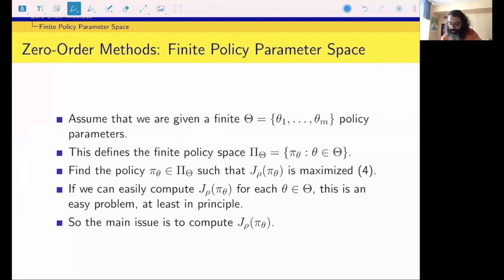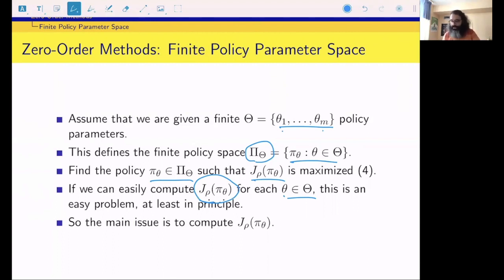So the assumption is that we have a finite number of policy parameters, and as a result, a finite number of policies. This is the policy space, which is defined as before. Now the goal is to find a policy theta such that this performance measure is maximized. This is easy if we compute this performance measure for each of these, say, m policies, 1 to m, and then choose the maximizing value. So this is going to be easy, at least in principle.